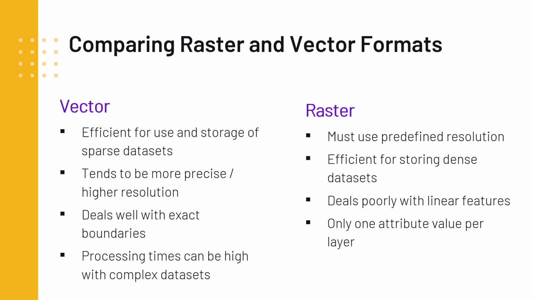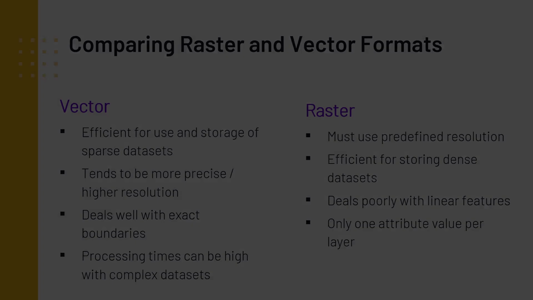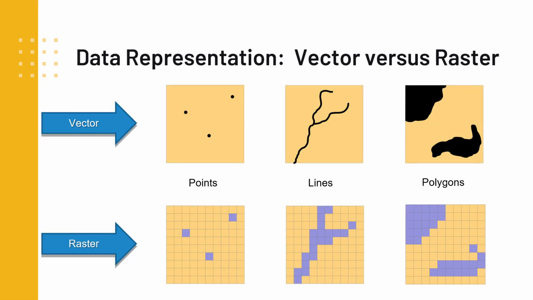So if you think about vector and the example from our introduction a few weeks ago, our hotel had a number of attributes. It had a name, it had a phone number, etc. When you're dealing with raster data sets, there can only be one attribute per layer. If you want to store multiple attributes, you would need to store multiple layers. So let's take a look at how points, lines, and polygons would look if you represented them in raster. So you can see here our points.